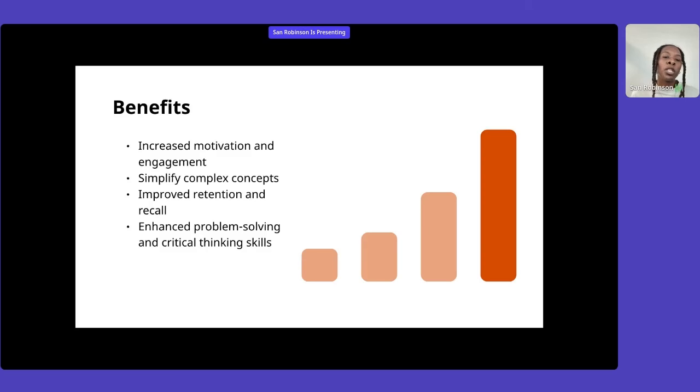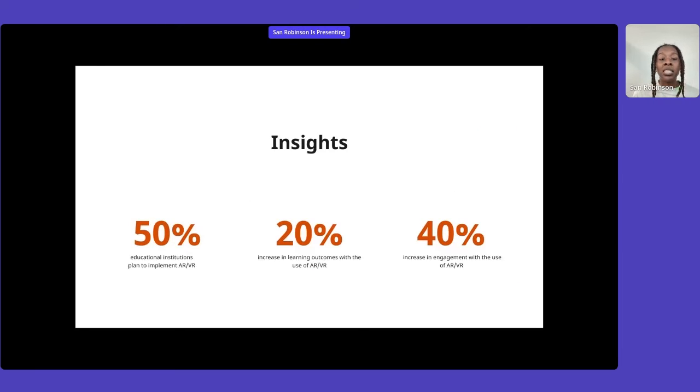The excitement of exploring a virtual world or interacting with AR applications can turn the most reluctant learners into eager explorers. But in a nutshell, AR VR not only enhances the way we learn, but it also instills a love for learning, which to me is arguably the greatest gift and benefit. Now, let's move into the challenges.